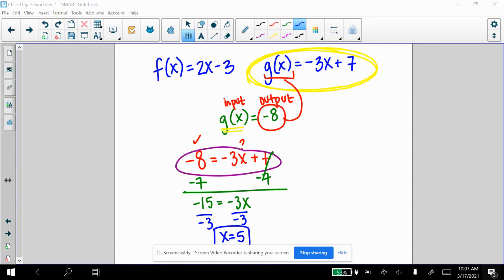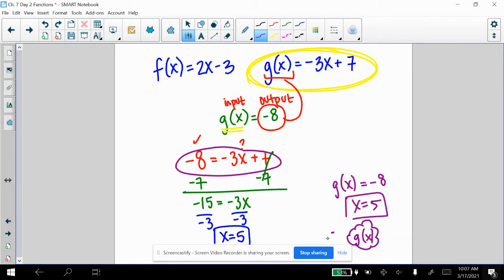So what this tells me is that when I have, whoops, dealing with g, not f, when I have g of x equals negative 8, I know that x has to equal 5. So in other words, if I think about me having this g of x machine, and I plug in 5, I'm going to get out an answer of negative 8.